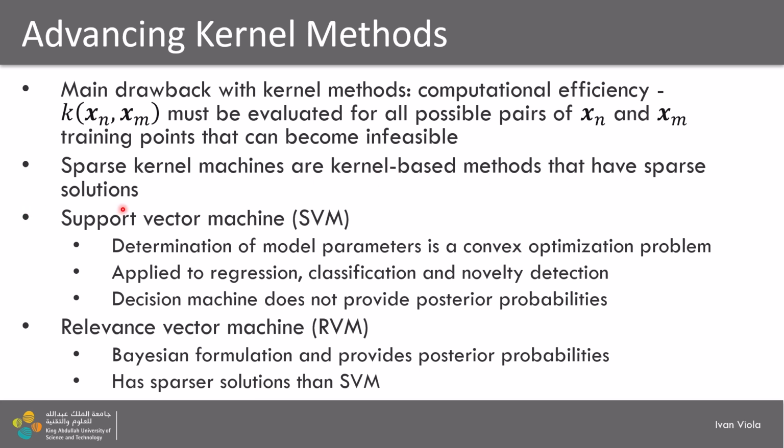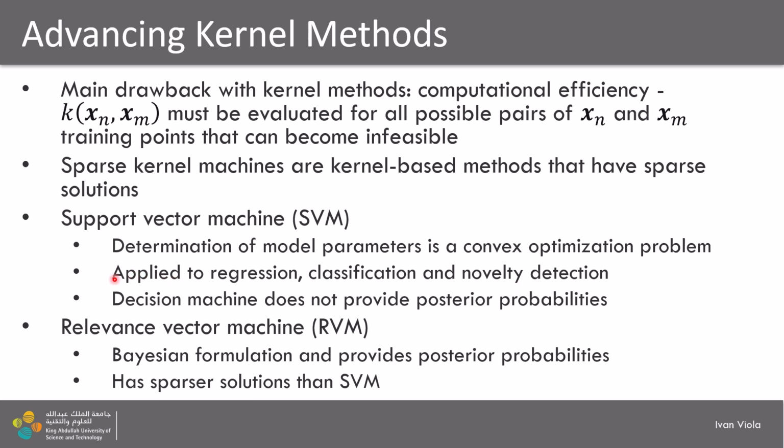We will be talking about two types of sparse kernel machines. One is the support vector machine, which is determining the model parameters as a convex optimization problem, and it can be applied to regression. We will see it being applied to classification, and it is also used in novelty detection.